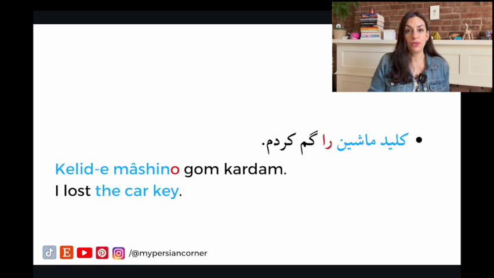کلید ماشین رو گم کردم. So in our previous example, it was just کلیدو گم کردم. But now it's کلید ماشینو گم کردم. I lost the car key.